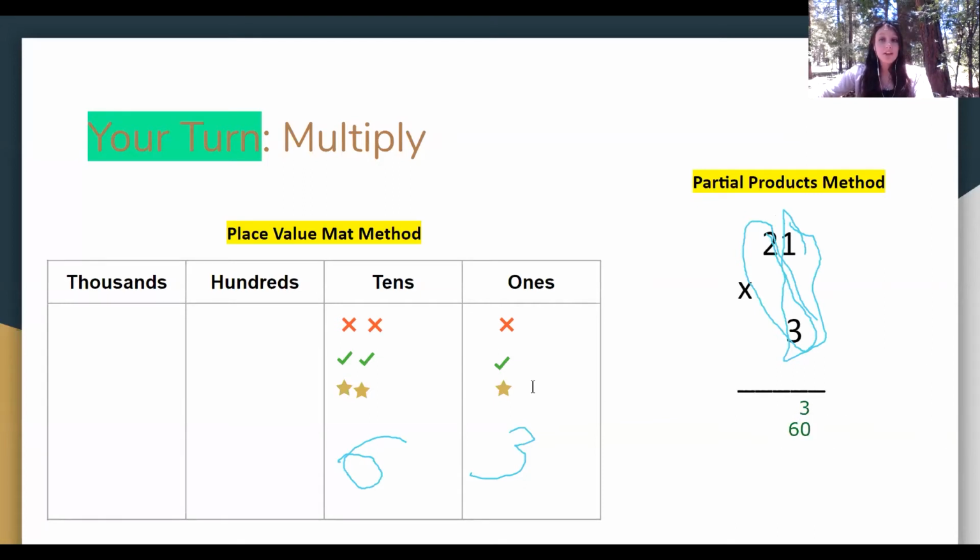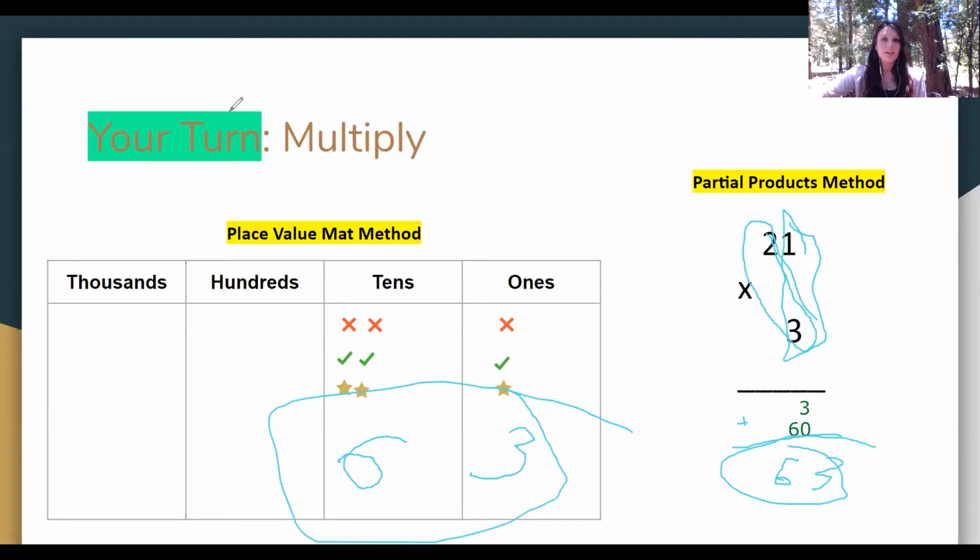Perfect. Now what's our next step? Our next step is to add these numbers together, right? So we're going to draw our little equation, 3 plus 60. What's 3 plus 60? 3 plus 60 is 63. Do you guys see a resemblance? 63, 63. So our answer for 21 times 3 is going to be 63. Wonderful job, guys. Give me a high five. Now let's move on to our next question.